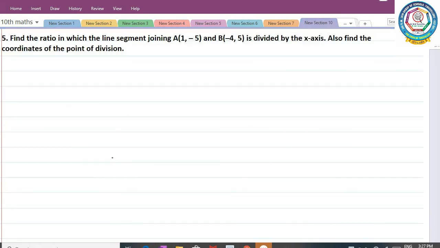Sum number 5. Find the ratio in which the line segment joining A of 1 comma minus 5 and B of minus 4 comma 5 is divided by the x-axis. Also find the coordinates of the point of division. The line segment coordinates are given. At the same time, the line segment is divided by the x-axis. We have to find out the ratio of these line segments.